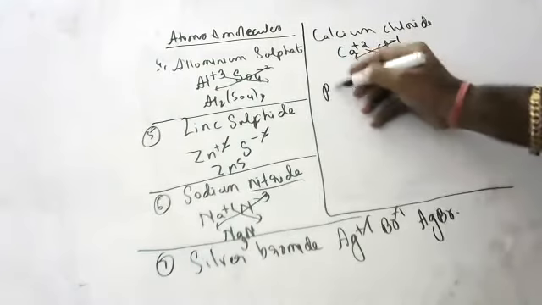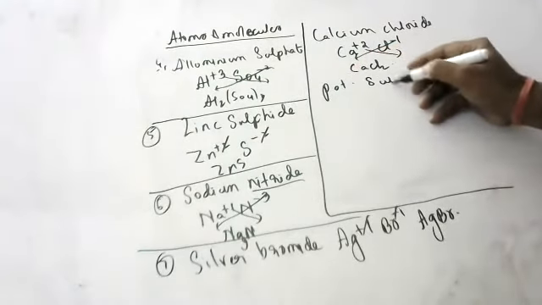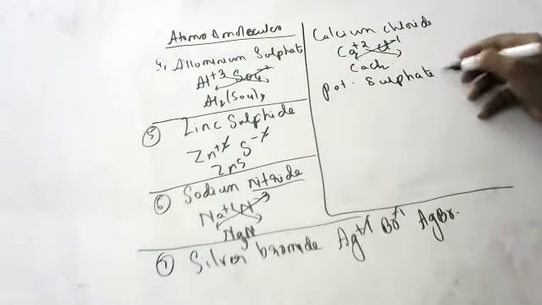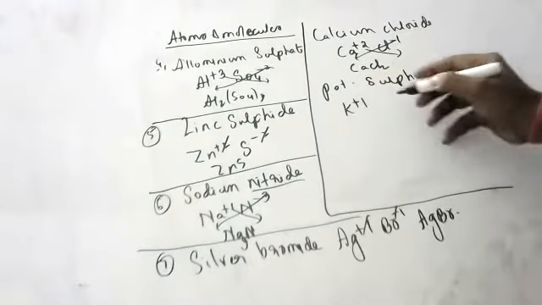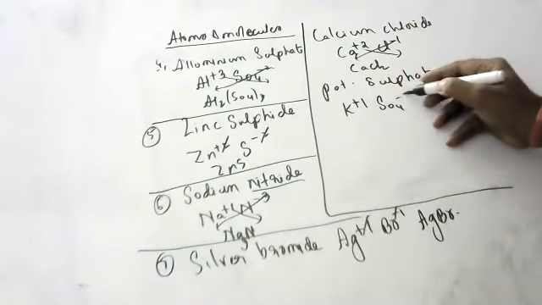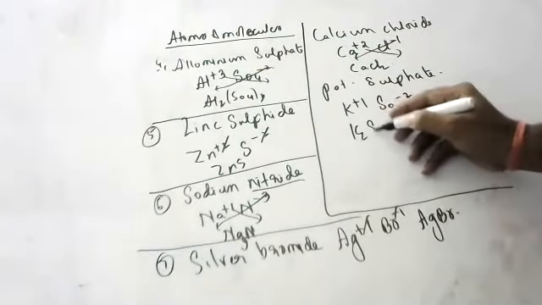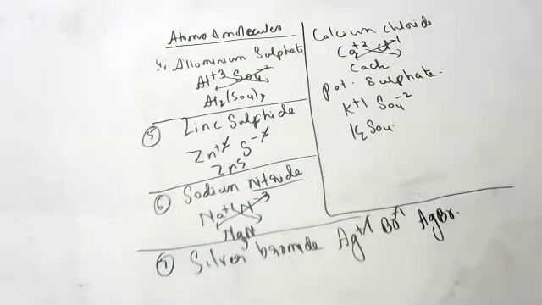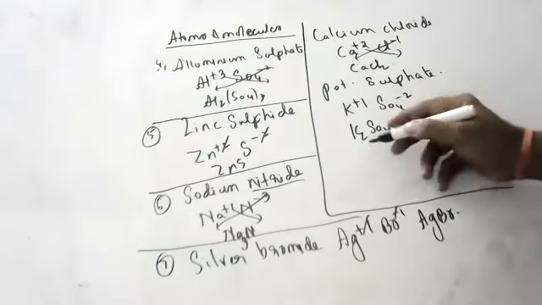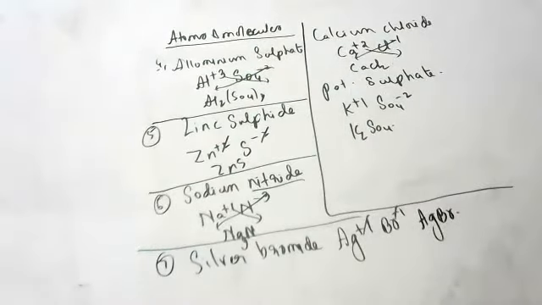Anyone, children? Potassium sulfate. K plus, SO4 minus 2, sir. K2SO4. Potassium sulfate is K2SO4. Sodium nitride, I told you already.